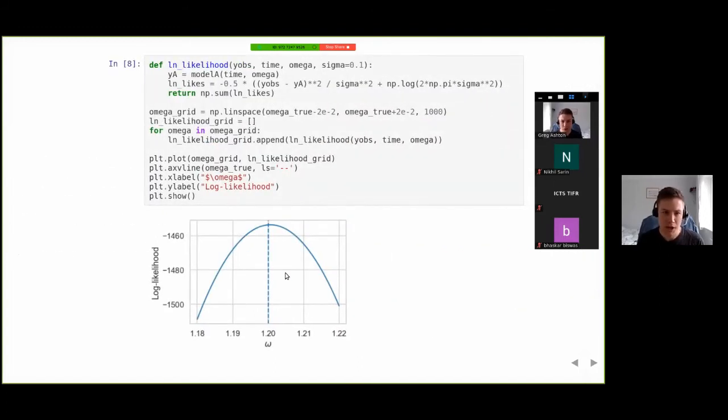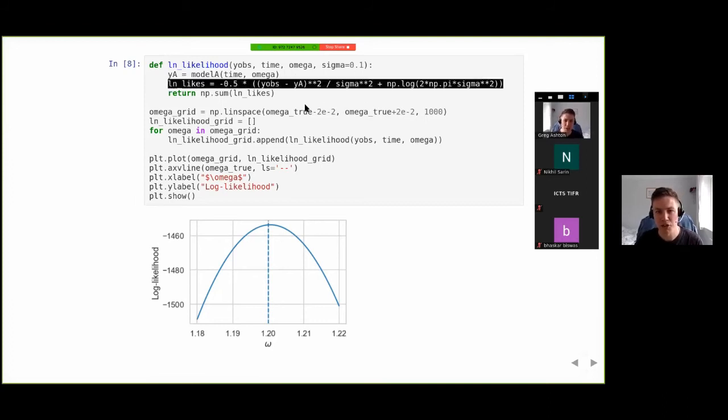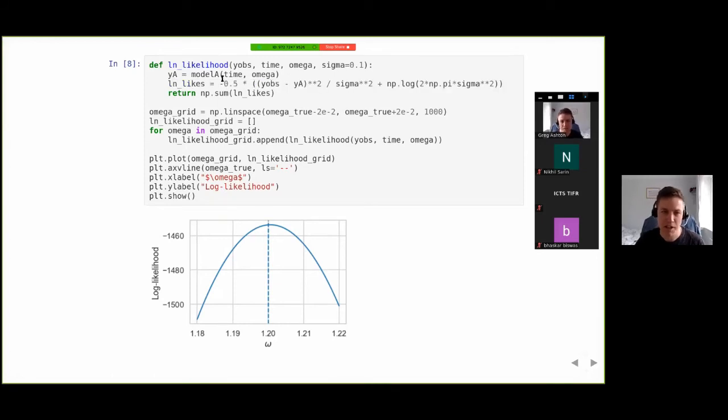Okay, so let's code it up. So here, at the top, I have a function. The function takes in the data, so y-obs and time. It also takes in the omega, so the point that I'm currently interested in, and the sigma. And we say that ya is the model, and we evaluate the model. We then just code up this line here, which is exactly evaluating the log likelihood for each of the data points, and then we sum over those log likelihoods.